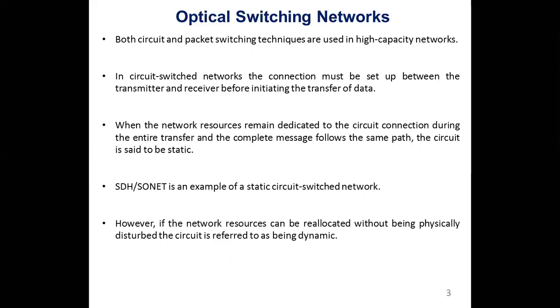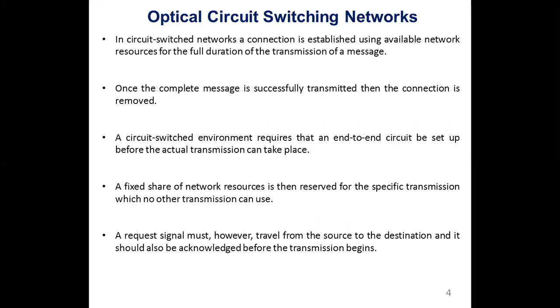Therefore, there should be a technique where if you have data to transmit, you get the resource. If you have no data to transmit, you can share the resource. So that exactly is what is written in the last point. The network resources can be reallocated without being disturbed in the circuit. So this will make the network more dynamic. Once the complete message has been successfully transmitted, then the connection is removed. That's the case if you have a circuit switch network.